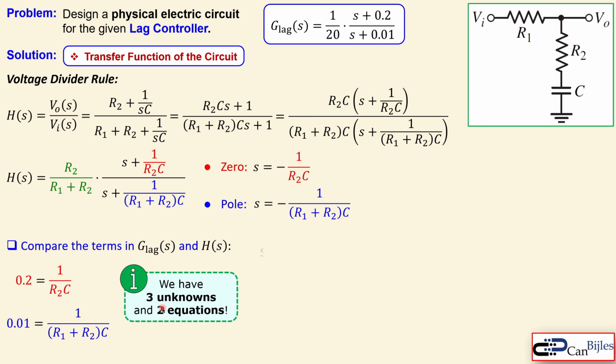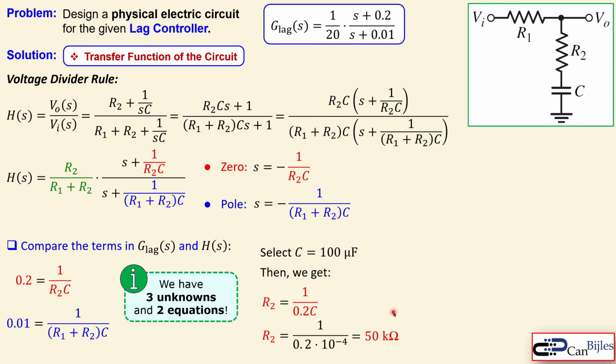So we really need to select a parameter, and in this case I select the capacitor again, because that is most of the time not easily found compared to the resistors. In a practical case we take that, and in this case I have chosen a capacitor of 100 microfarads. Then I can use this equation in red to calculate R2. We have 1 over 0.2C, because that is the expression you can use to calculate R2. If I now substitute everything, 10 to the power minus 4 farads for the capacitor, and do the calculations, you get 50 kilo ohms.